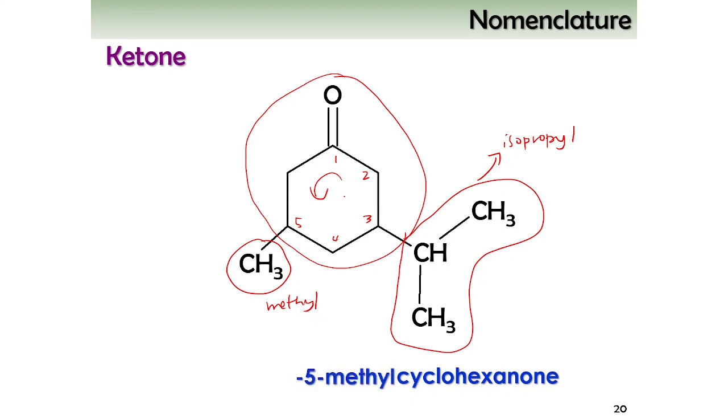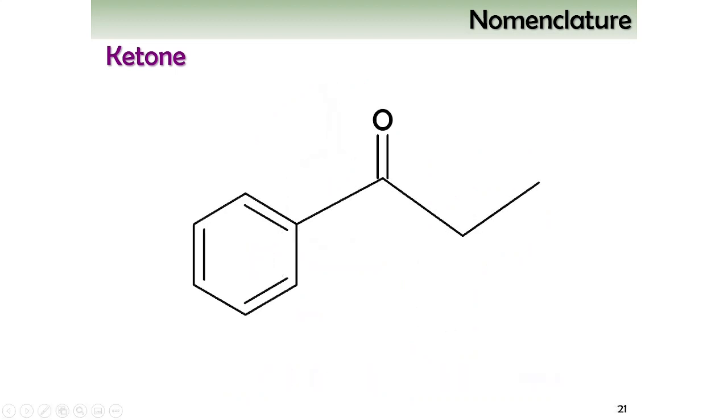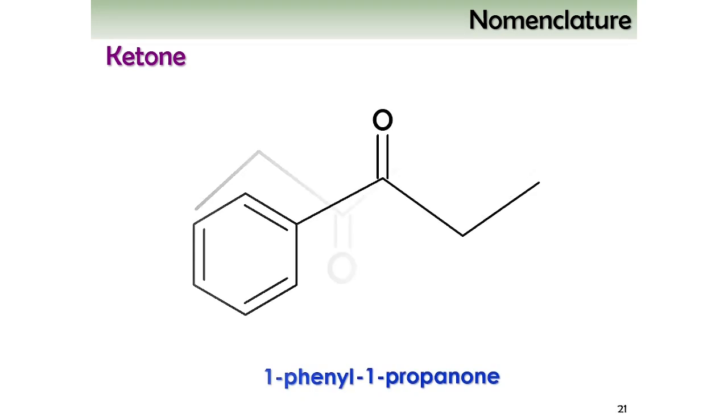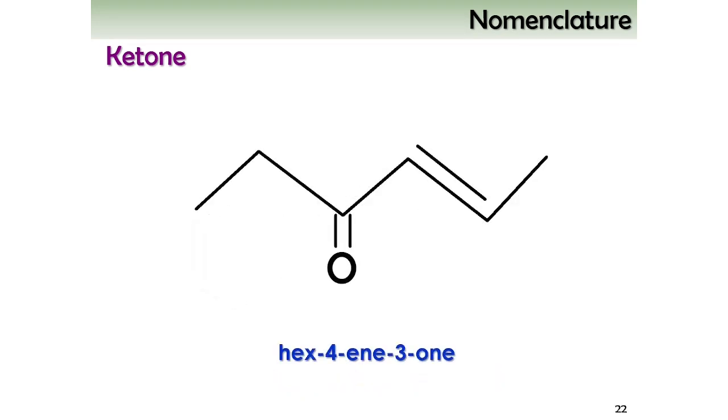We don't have to label position number 1, because in a cyclic compound the carbonyl position is always 1. So this is isopropyl at carbon number 3, and this one is at carbon number 5. So 3-isopropyl-5-methylcyclohexanone. Okay, so I think you get the idea. So you can try to name these compounds on your own. So this one is 1-phenyl-1-propanone, this one is hex-4-en-3-one.